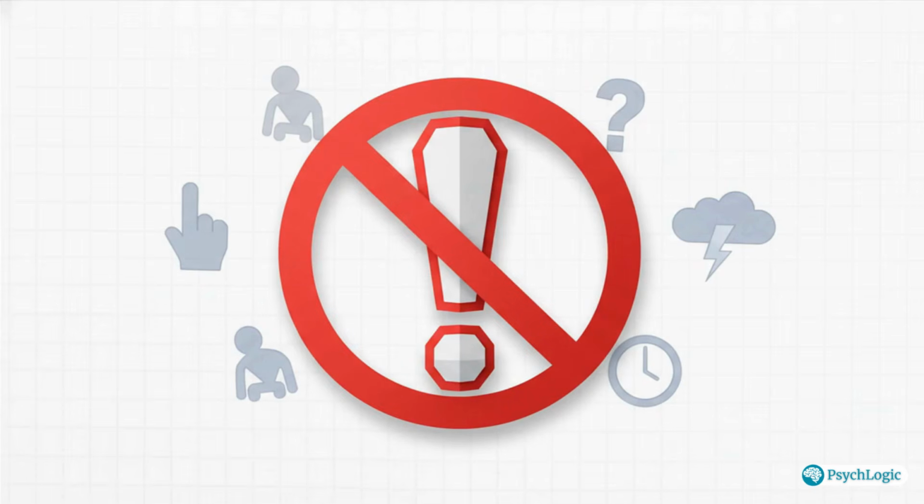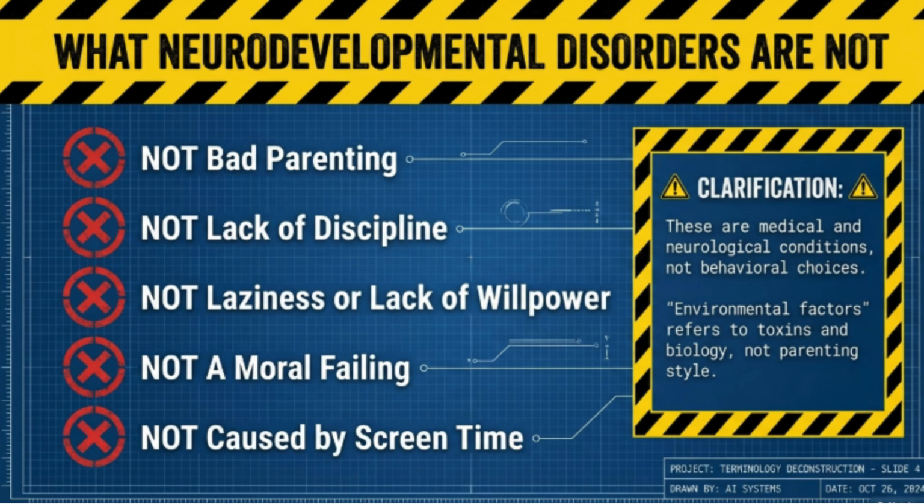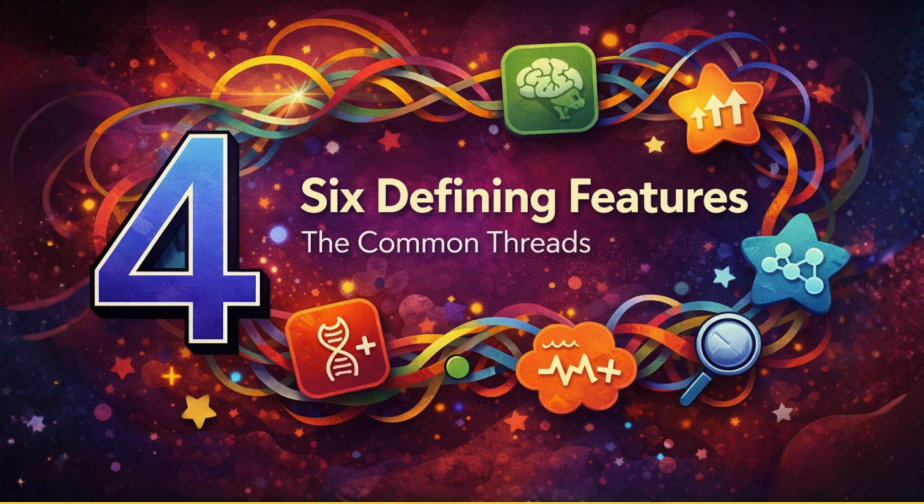All right, now, just as important as knowing what causes these conditions is knowing what doesn't. This is where we have to be super clear and bust some really harmful myths that are still out there. So let me be absolutely clear. Neurodevelopmental disorders are not caused by bad parenting. They're not caused by a lack of discipline or by laziness. They are not a moral failing. These are medical, neurological conditions. They are not behavioral choices. And, you know, getting rid of these myths is just so incredibly important for creating a supportive world for these individuals and their families.